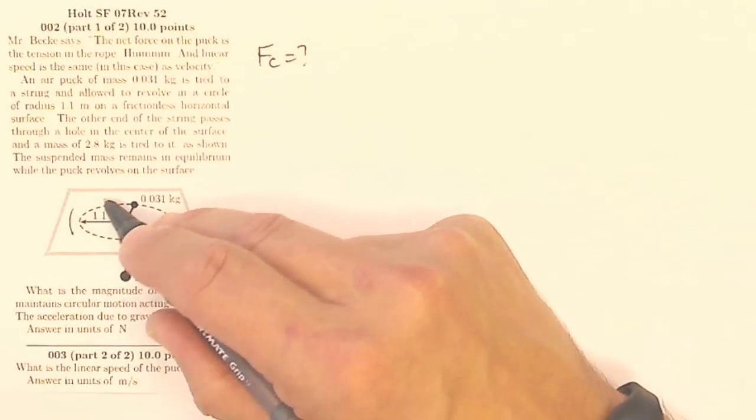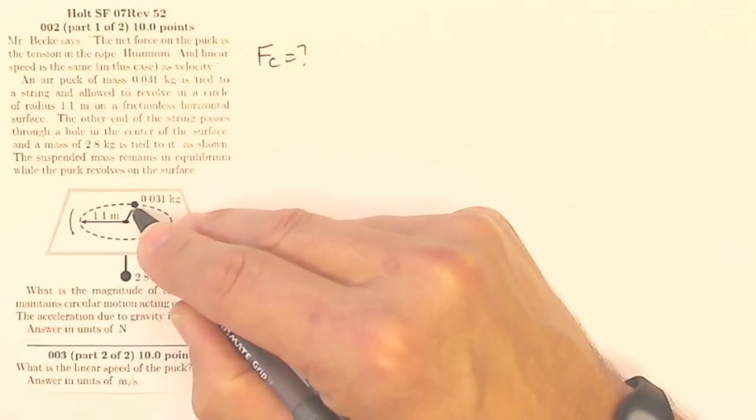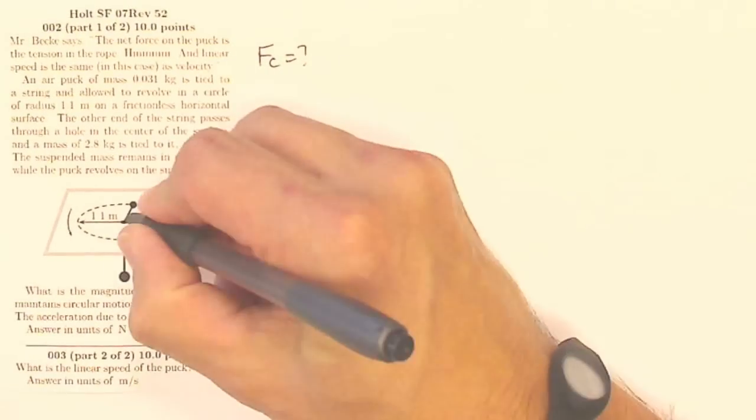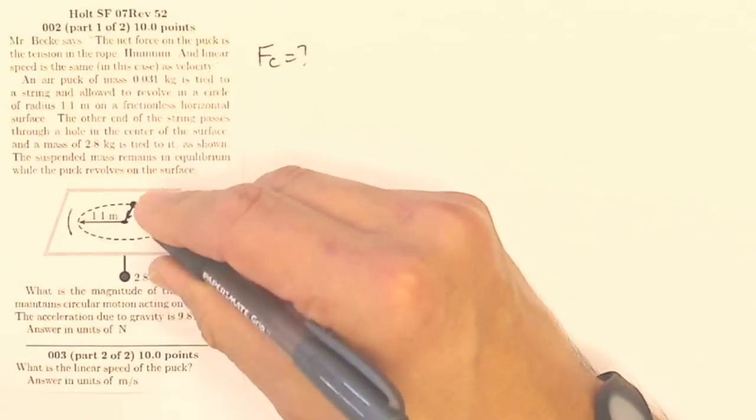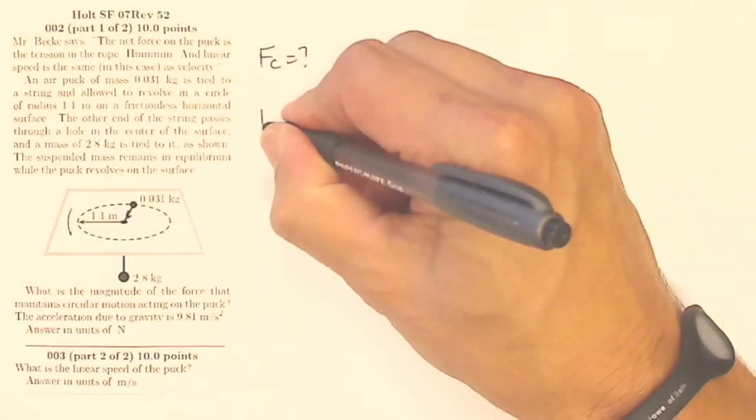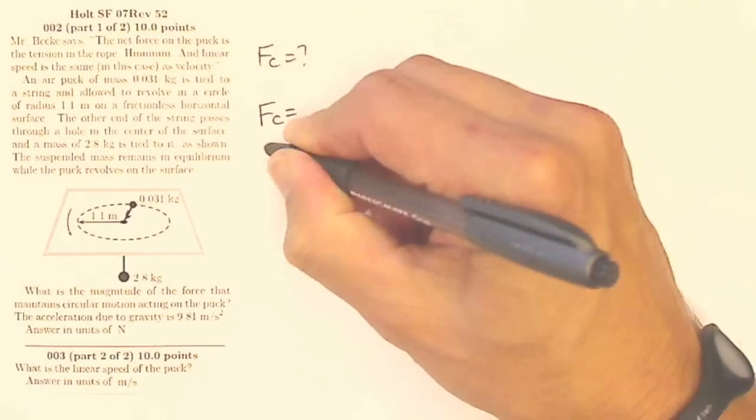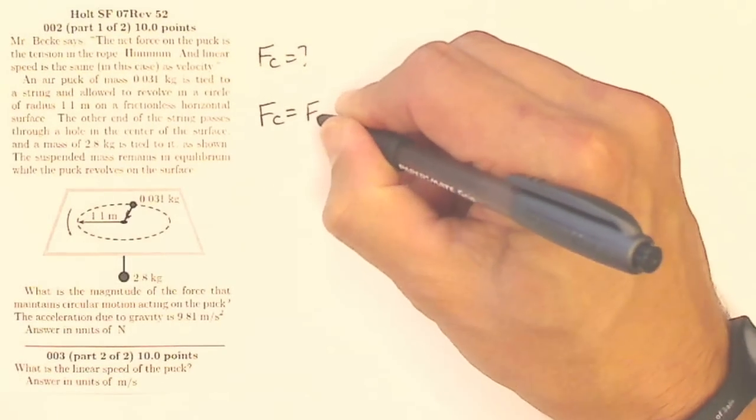Now, it's important in centripetal force problems and circular motion problems to figure out what real force creates this mathematical centripetal force. In this case, the reason this thing spins around is because of the tension in that string. It's the tension pulling in that string that allows that puck to move in a circle. So that tells me that the centripetal force is going to equal the tension in the string.